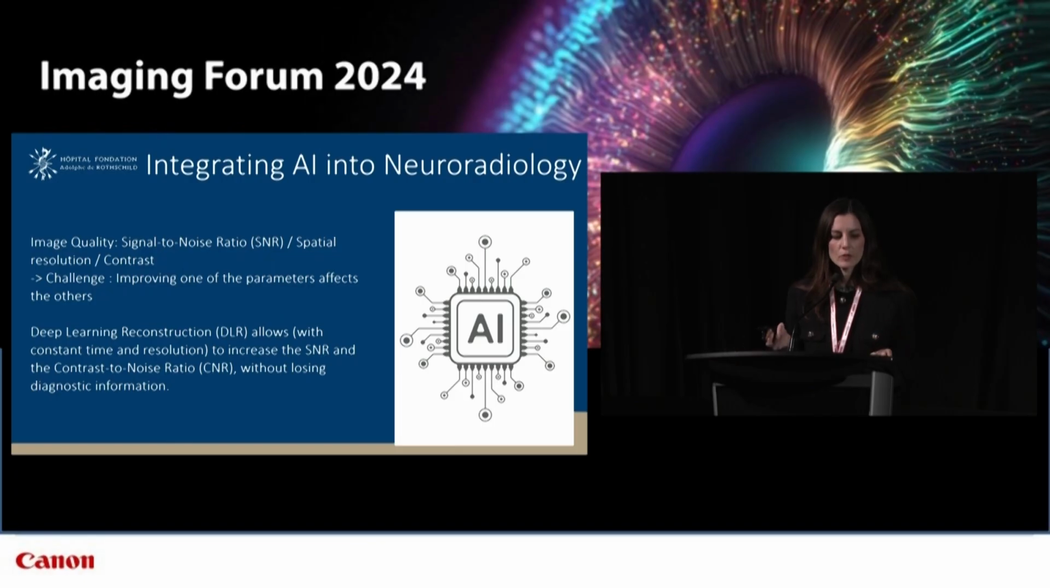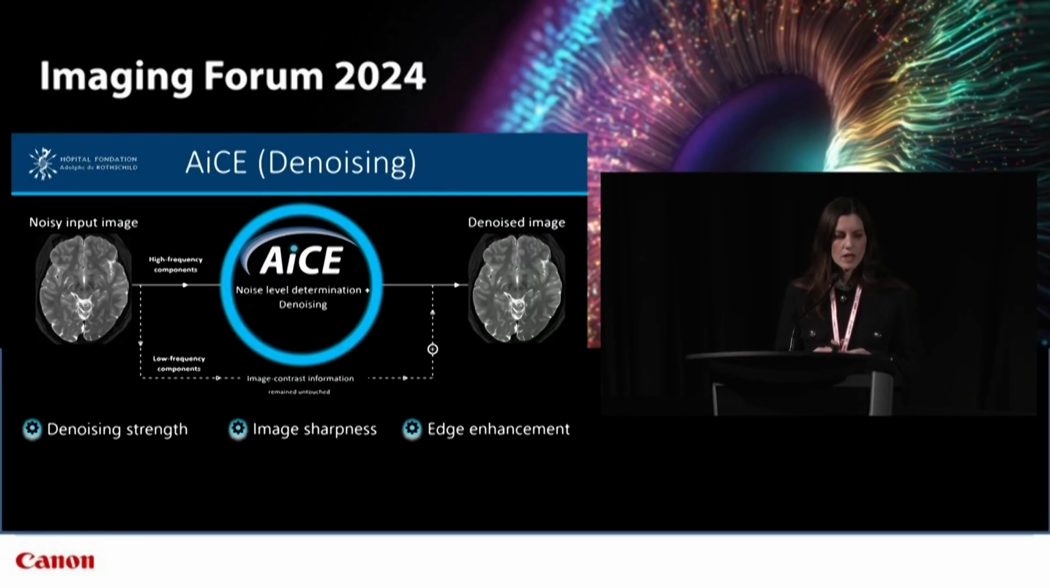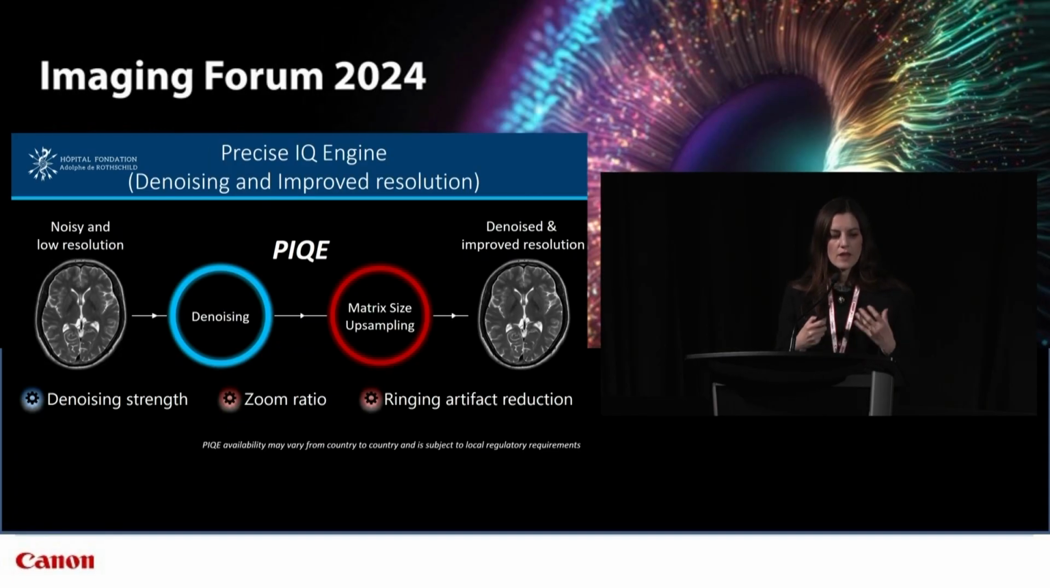And Canon have developed multiple sequences integrating AI and deep learning reconstruction, allowing us to increase SNR and CNR for constant scan time and spatial resolution. So earlier, Valentin explained the technicalities behind ACE, which is a denoising DLR application that improves image clarity and allows you to choose the denoising strength. And then the next step is PEAK, in image quality improvement, using DLR algorithms to denoise and reconstruct images with high matrix size.